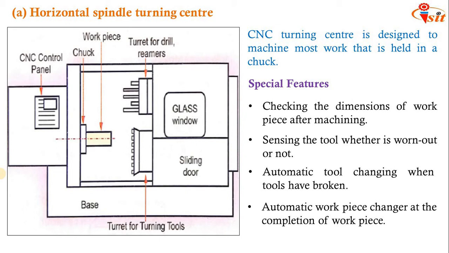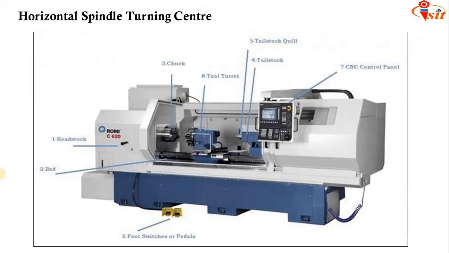So this is the horizontal spindle turning center. In the block diagram you can see all the parameters of how this horizontal spindle turning center works. The tool turret is horizontal, and we can perform the operations by using this horizontal spindle turning center.